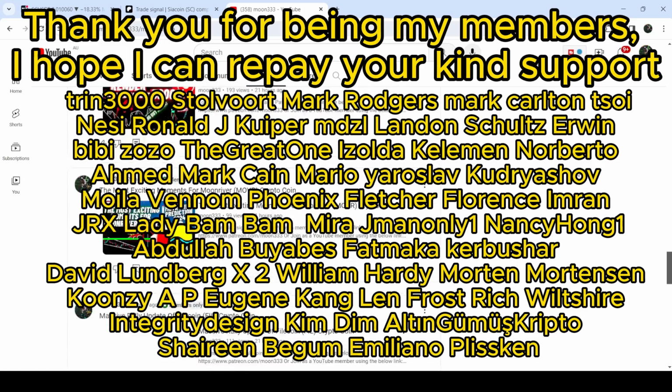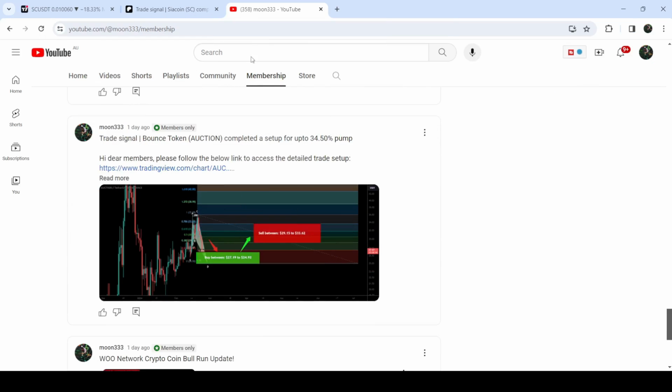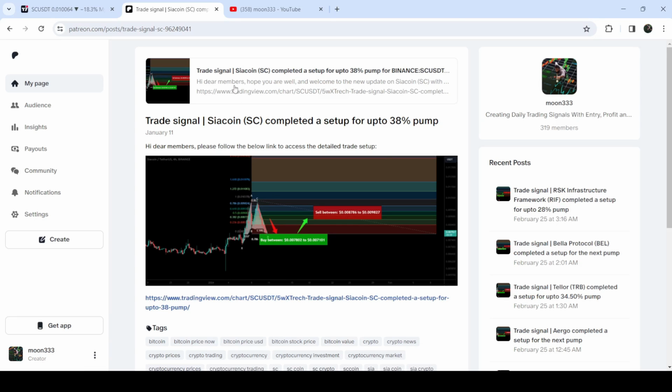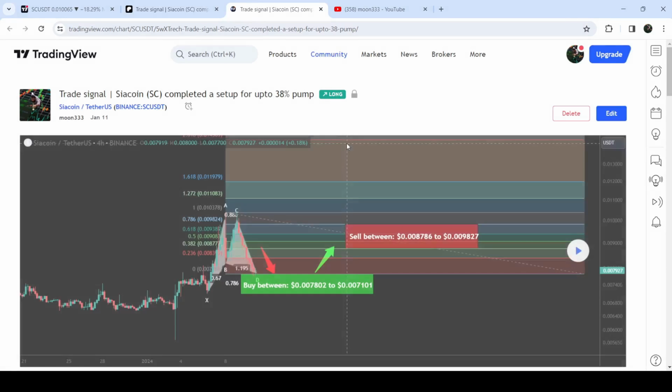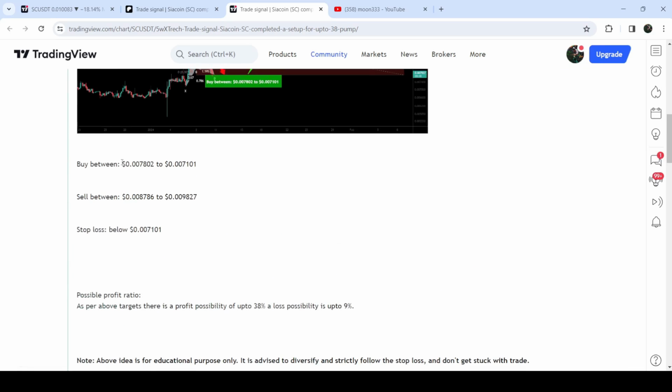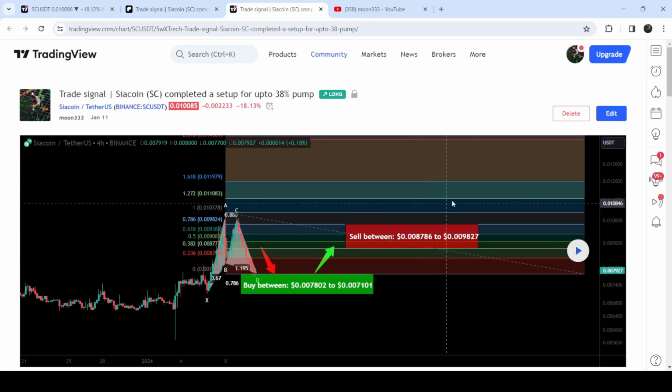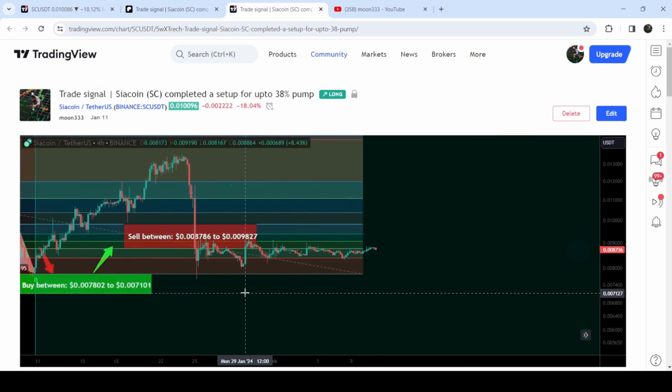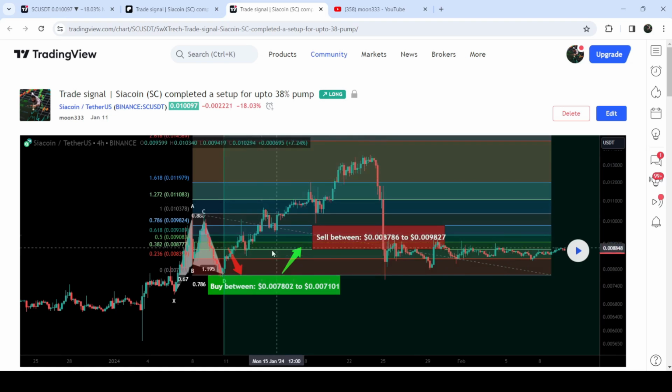First of all, let me begin with my most recent trade signal for Siacoin that I shared on 11th of January 2024 in the previous month. On 11th of January, that was a harmonic bullish reversal Gartley pattern that Siacoin formed with the US dollar pair on a 4-hour time frame chart. And this was the complete trade setup. This was the buying range, the sell target zone and the stop loss. And now if I play this chart, then you can see that the price has started a very massive reversal from this buying zone and rallied beyond the sell target zone. And this was almost a 75% pump only on this 4-hour time frame chart.